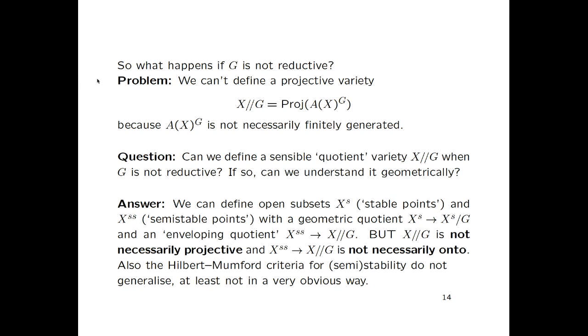And also, there's no obvious way to generalize the Hilbert-Mumford criteria. So it's not, in general, particularly easy to work out which points are semi-stable and unstable without having to go via understanding what the invariants are, which is a very hard problem.